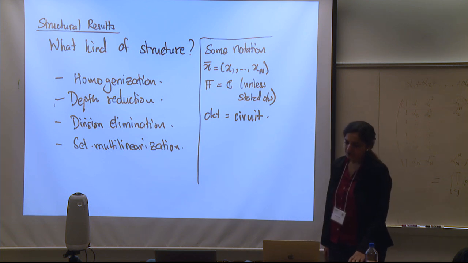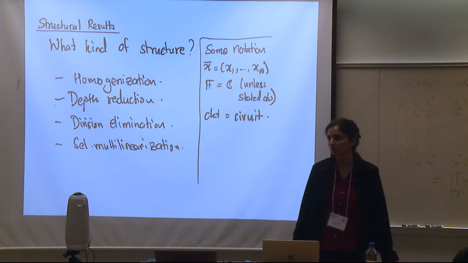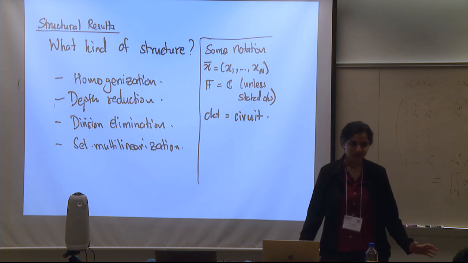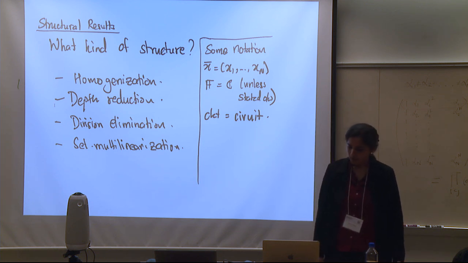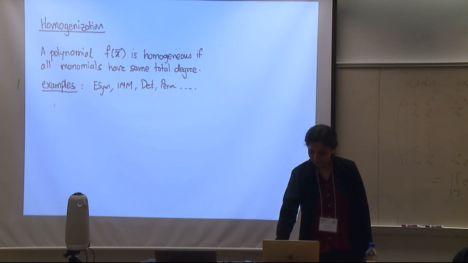So some notation here going forward. We'll have capital N many variables throughout, unless stated otherwise. We'll work over fields of characteristic 0, let's say complexes, unless stated otherwise. And I have this weird thing of saying circuit as CKT. I don't know why I do this. I do this all the time and it confuses people. But please don't be confused.